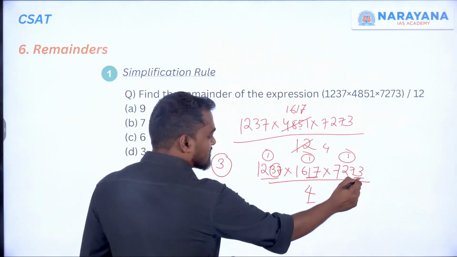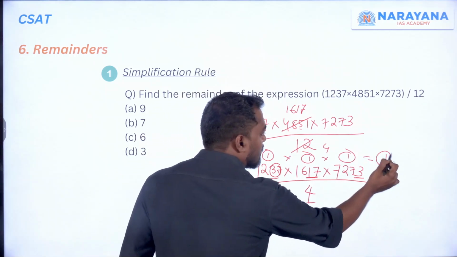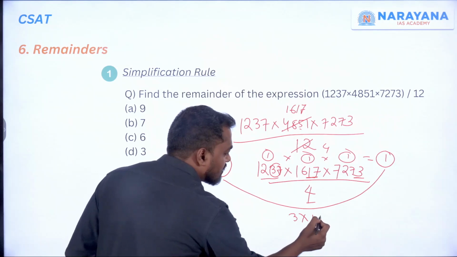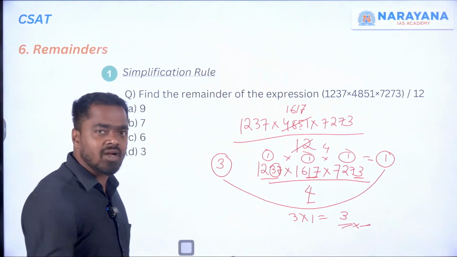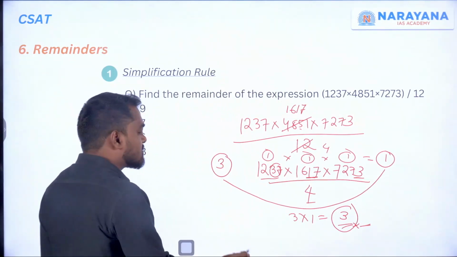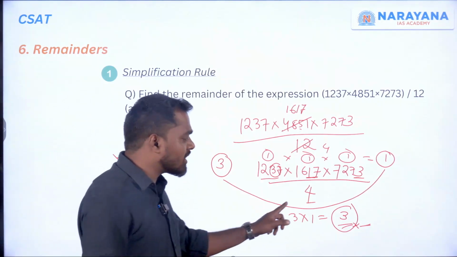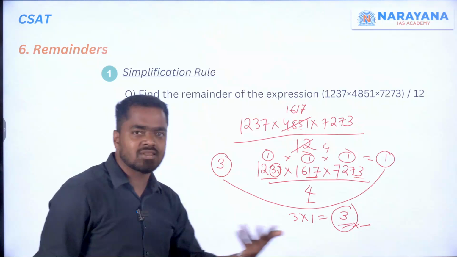So for this expression, what is the remainder? 1 into 1 into 1, that is 1. Here you have separated 3, so 3 into 1, 3 is your remainder. You are getting a positive remainder, that is 3, which is also less than 12, so the answer is 3. If you are getting any negative remainder, you have to take it out from the divisor. If you are getting a positive remainder, that is your answer.